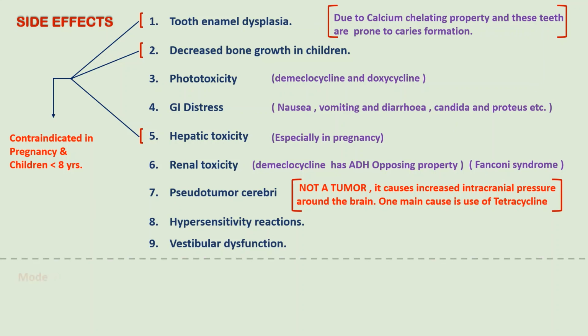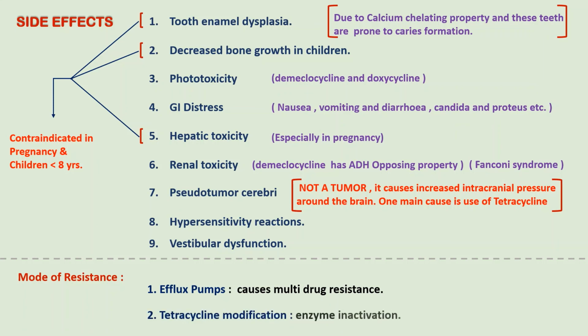Now finally, the modes of resistance include efflux pump, that is decreased drug efflux from the bacterial cell, and enzymatic inactivation of the drug. So that's all about tetracycline.